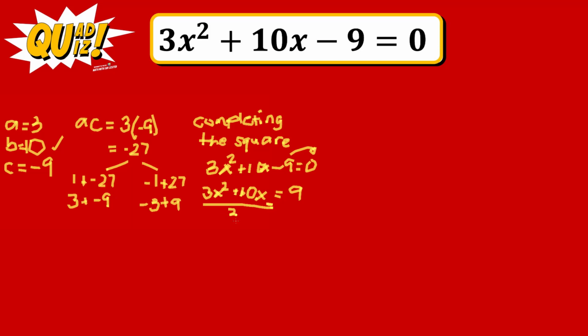As mentioned, we will be dividing 3 on all parts, no longer 2 but 3, so that your a coefficient here for your new version of the formula will be 1. So you'll have x squared plus 10 thirds x is equal to positive 9/3, right?